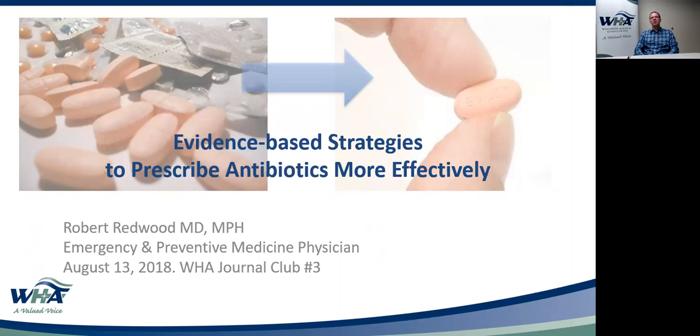This is our Journal Club number 3. If you recall, the first Journal Club was about UTIs and asymptomatic bacteriuria, probably the biggest offender for misuse of antibiotics. In our second Journal Club, we talked about treating fewer viruses and prescribing less antibiotics in general. The flavor of this Journal Club is a little bit different. We're going to talk about, once you choose to use an antibiotic, once you've determined a bacterial pathogen, how to strategically choose that antibiotic to either use less of it or use an agent that's narrow spectrum. So it's evidence-based strategies to prescribe antibiotics more effectively.